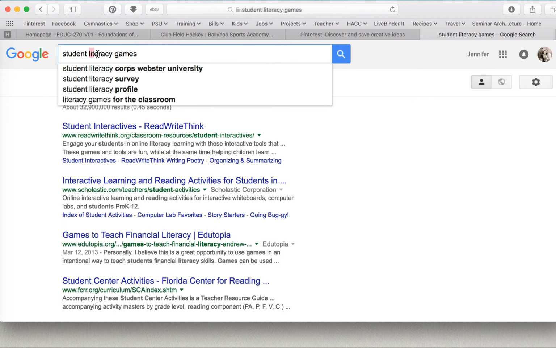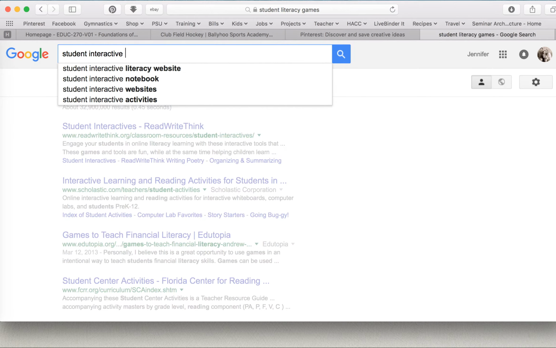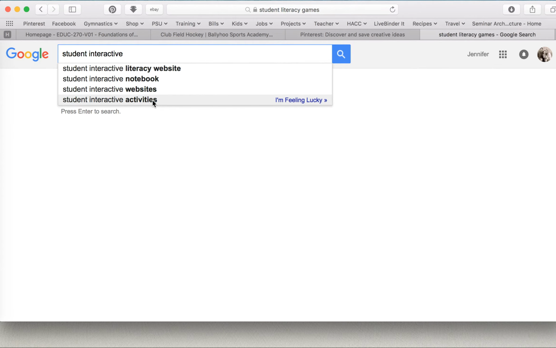And instead of literacy, you could do interactive, and you can see already in my search, there's lots of things that popped up. So first thing you want to do is search.